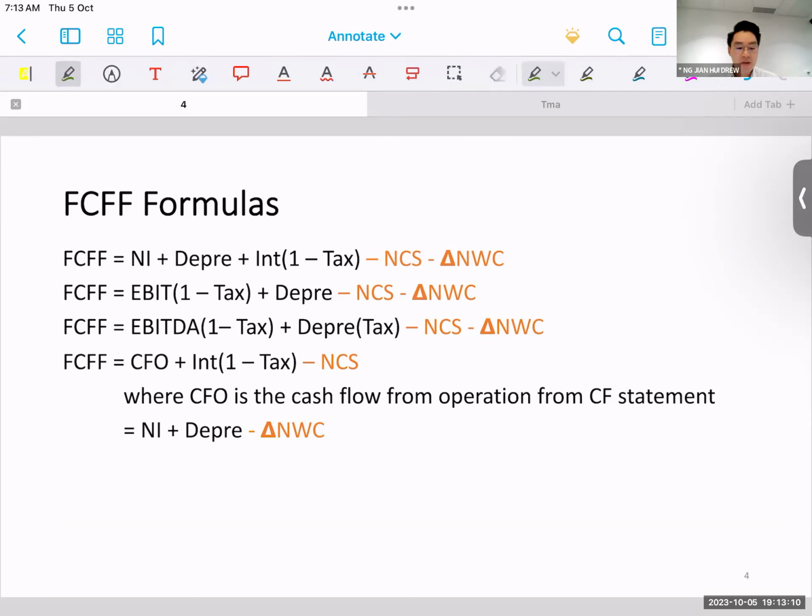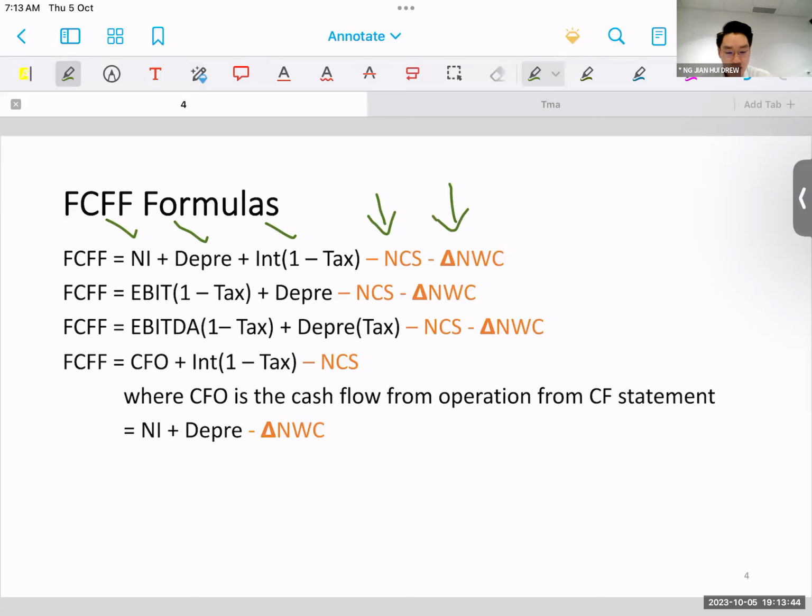All right, so let's start off with the most basic form, where we start with net income. We add back the depreciation, because it is a non-cash item. We add back the interest; this is the part where there was a small clarification: it's interest times (1 minus tax). And then you have your capex, so minus capex and minus change in net working capital.